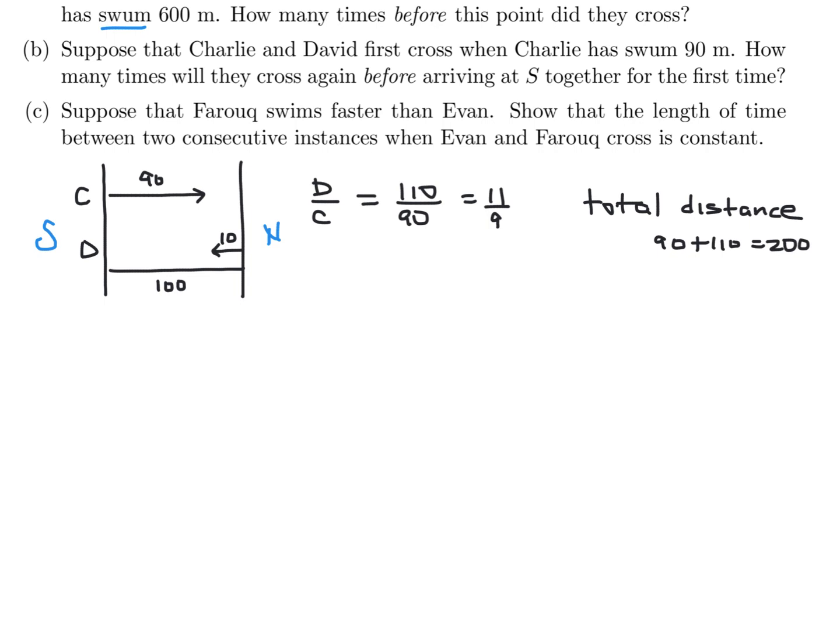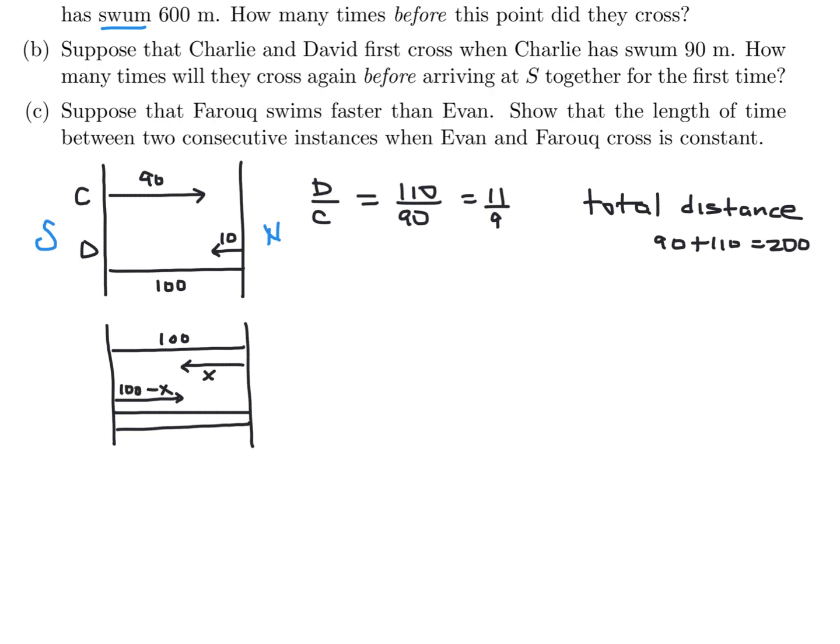All right. Well, let's see. The next time they cross would be when Charlie has gone the full distance and come back, let's say X. I don't know how much. And then David will have gone once, twice, and then come back to that point, like that. And they will then cross. So this is 100 minus X.